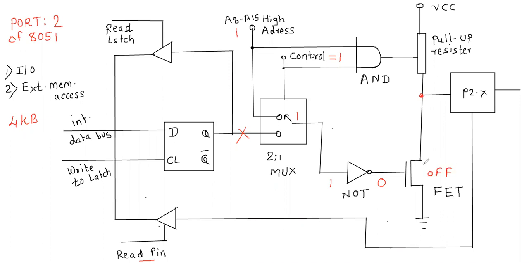Now if this FET is off, it is acting as an open switch. So this point will be appearing at high impedance. Now here comes the function of the pull-up resistor in the picture. Whenever this point is at high impedance, the internal pull-up resistor will pull the VCC supply to the output of the port pin and that will be considered as logical 1. So that means if we give 1 over here, we are going to get 1 over here.